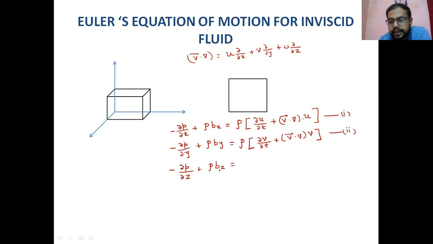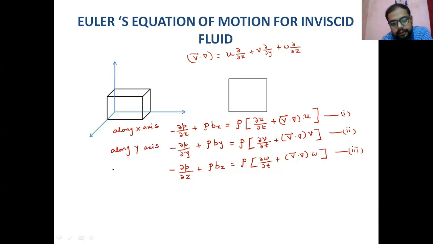The body force along z-axis. It's the same manner, we are just replacing this. So the three equations we have set up here are the force balance, the equations of motion, because this part is the mass into acceleration, Newton's second law. This is along the x-axis. The second equation is along the y-axis, and the third equation is along the z-axis.